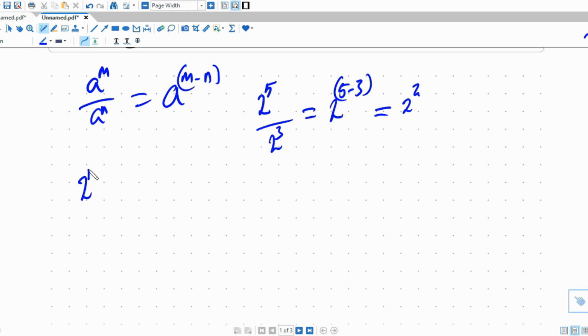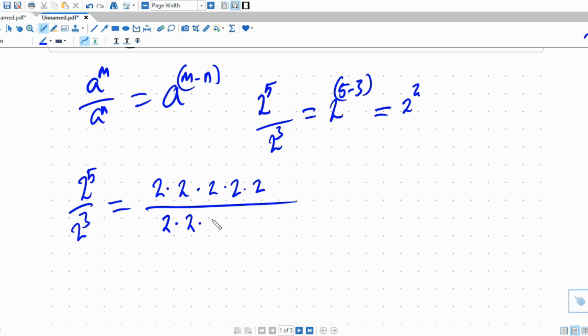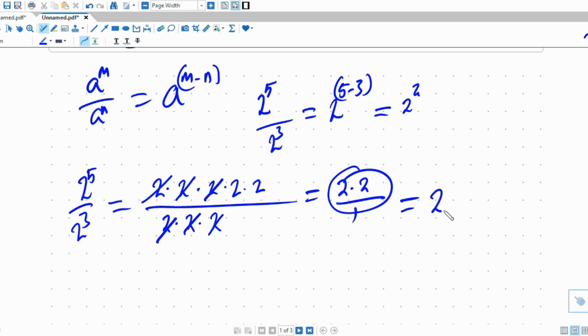2 raised to 5, we know that equals 2 multiplied by itself 5 times, while 2 raised to 3 is 2 by 2 by 2, 3 times. By cancelling out the twos in the numerator and the denominator, you find that we shall have 2 by 2 over 1, and this is the same as 2 multiplied by itself twice, which is 2 raised to 2, and you can see the result is the same.